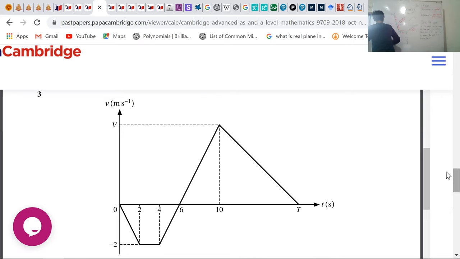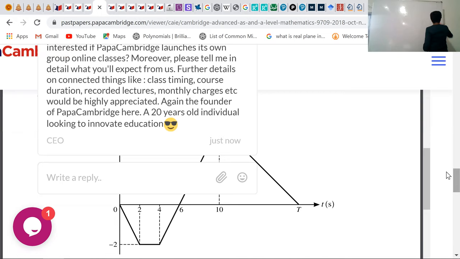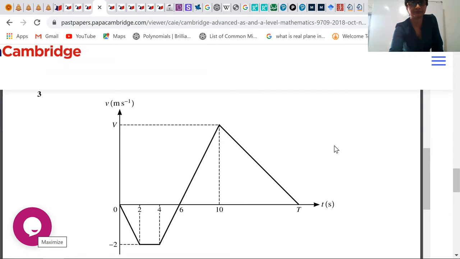Right, exercise. Question number one. We'll start with a question on a velocity time graph. Question number one. Quickly draw it for me.